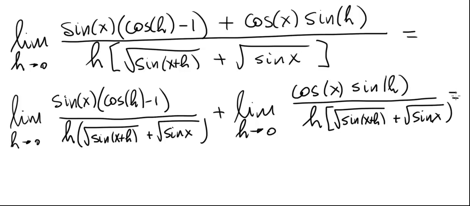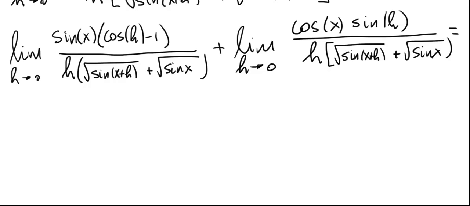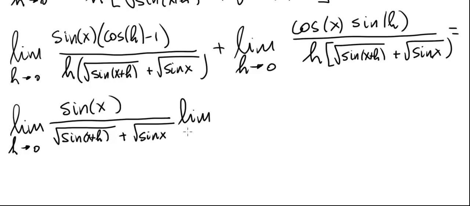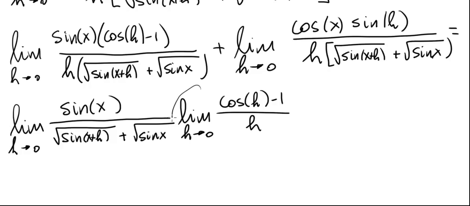Now let's further break these two limits into products of limits. The first limit here will be the limit as h goes to 0 of sine of x divided by the square root of sine of x plus h plus the square root of sine x, times the limit as h goes to 0 of cosine h minus 1 over h. Notice that this limit right here that I'm circling, that's 0. So this whole first limit will be 0. It doesn't matter what this becomes, because this is just going to be sine x over 2 times square root of sine x, and times 0 will be 0.